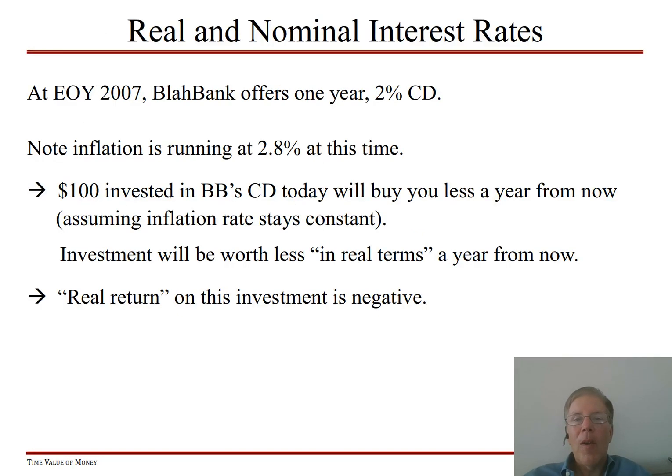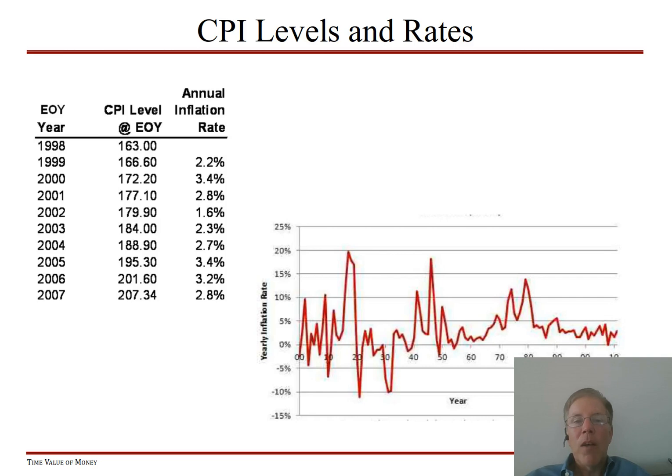And we'd say goods were 1.2 times more expensive at end of year 2007 than they were at end of year 2000. Okay, so one reason that we look at inflation is to help us intuit what's going on with real and nominal interest rates. A good way to suss this out is just to jump right in with an example. Let's say at end of year 2007, Blah Bank offers a 1-year 2% CD, okay? And we know that inflation is running at 2.8% at this time.